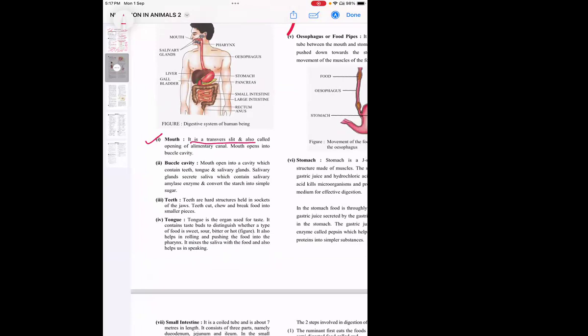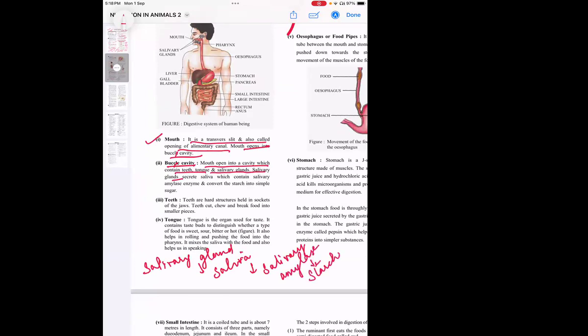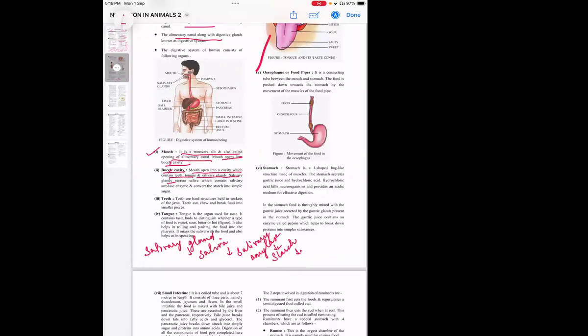So here we have the digestive system starting with the mouth. The mouth is a transverse slit, also called the opening of the alimentary canal. It opens into the buccal cavity. The buccal cavity is the cavity into which the mouth opens, and it contains teeth, tongue, and salivary glands. Salivary glands are very important. They produce the fluid called saliva. This saliva contains the enzyme called salivary amylase, and this salivary amylase works on starch and breaks it down into the sugar called maltose. This is a very important part.